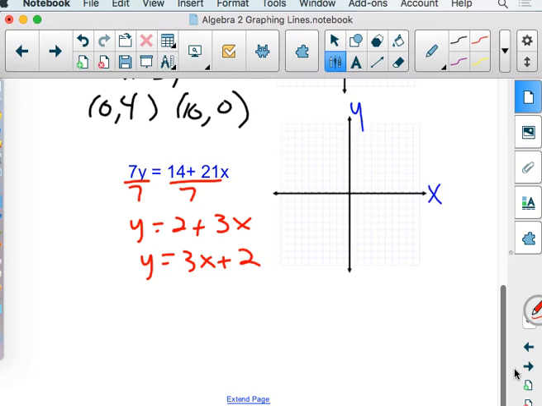So where does this one start? At 2. Where do we go from there? Up 3 and over 1. Do that a couple of times. Maybe go back to the left 1 and down 3. Give yourself something to aim at. Looking good.